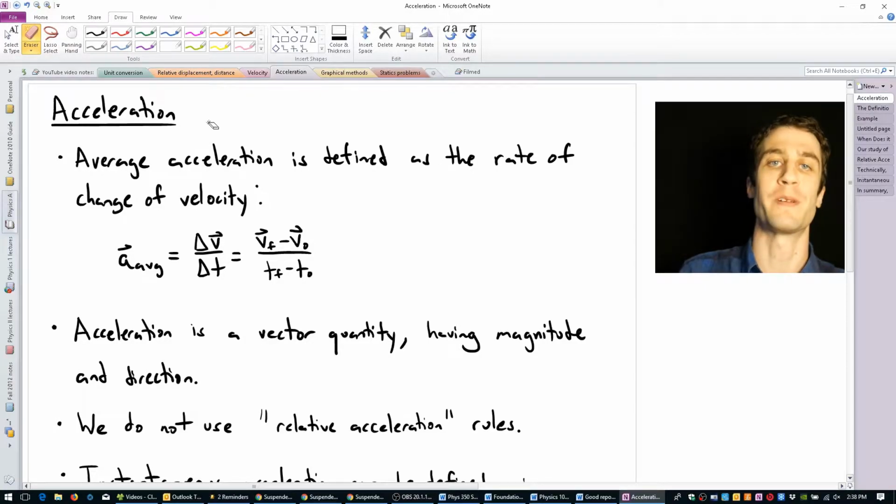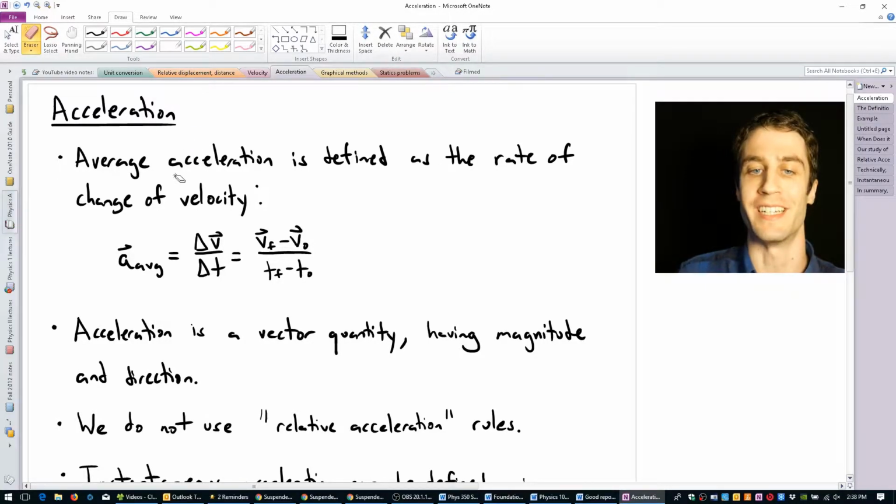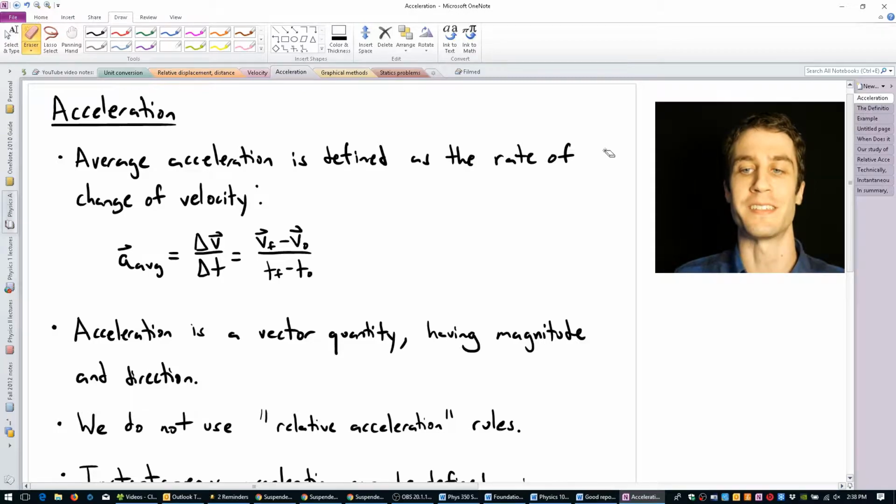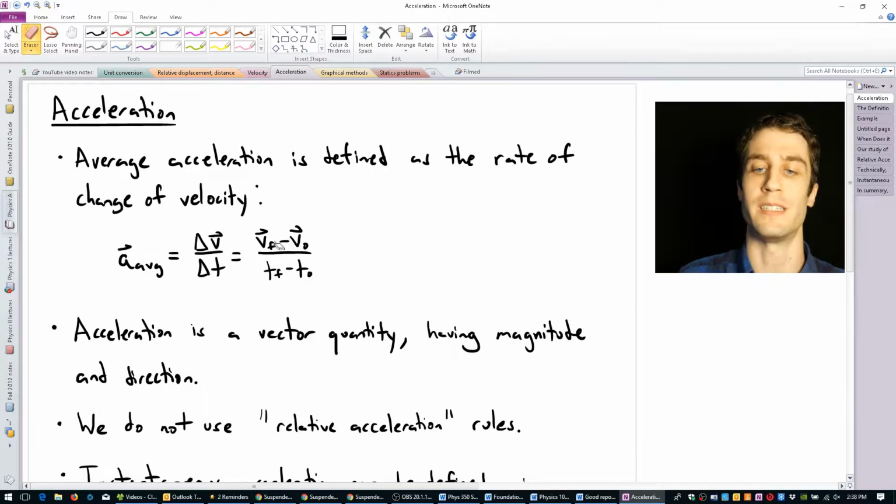Hi everyone, the topic for this video is acceleration. The average acceleration is defined as the rate of change of velocity. A average, it's a vector, is delta v divided by delta t. So it's v final minus v initial divided by t final minus t initial.